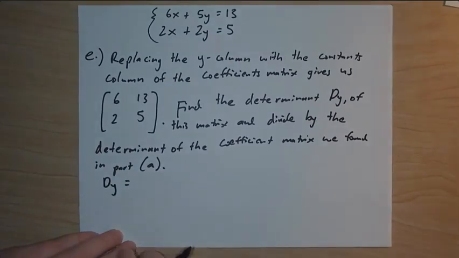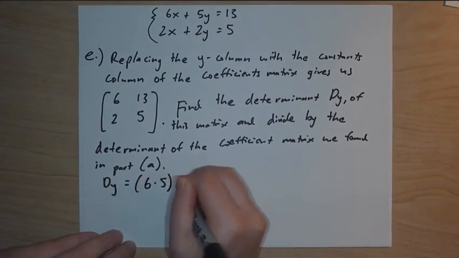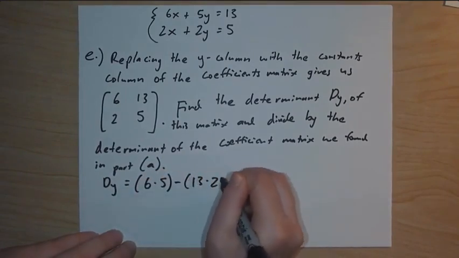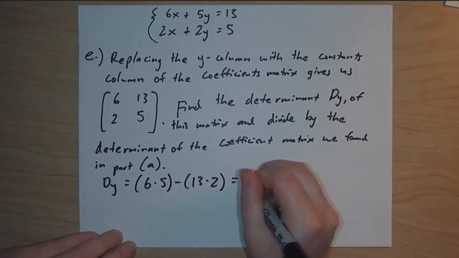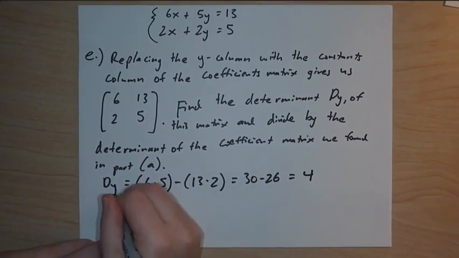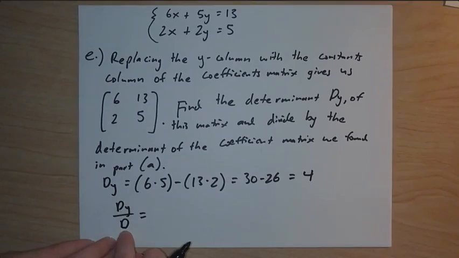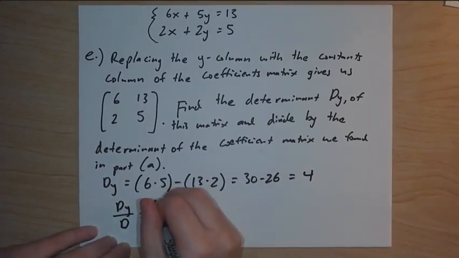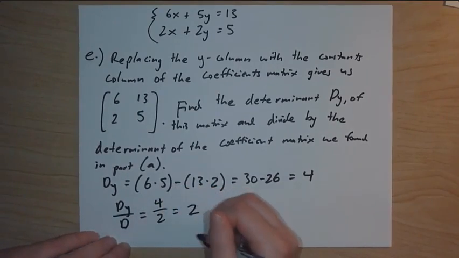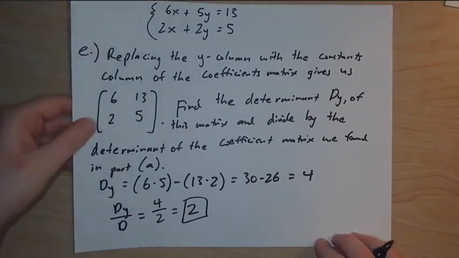So now we have this matrix that we need to find our determinant dy of. Just like before, we're going to find the determinant of this. This determinant is going to be 6 times 5, subtract 13 times 2. This is 30 minus 26, which is 4. So to find dy over d, again, our determinant d is still just 2 from our coefficient matrix in Part A. This is 4 over 2, which is 2. So that's Part E.